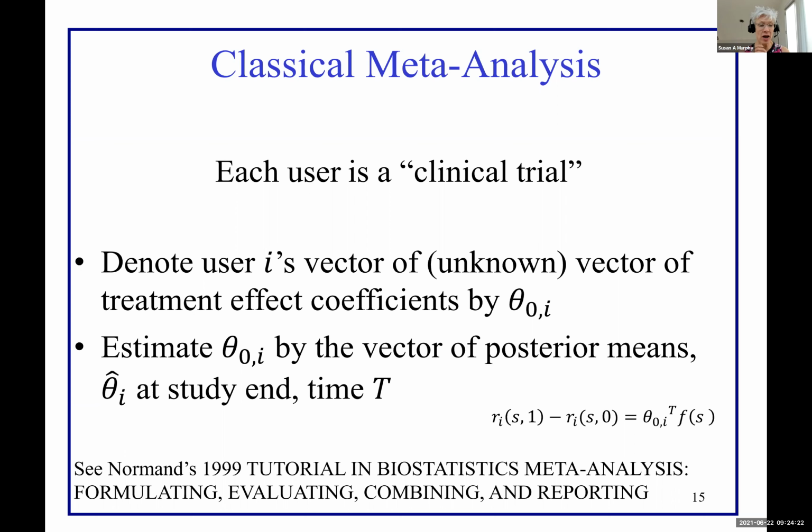Each user will have their unknown 5-dimensional vector of treatment effect coefficients. It's unknown, it's the true vector. That's why it has a subscript of 0 on that slide. And we're going to estimate that vector for each user by their posterior mean. As we know, we're in a Gaussian setting with a Gaussian prior. This is the same as estimating the unknown vector by a ridge regression estimator, L2 penalization.